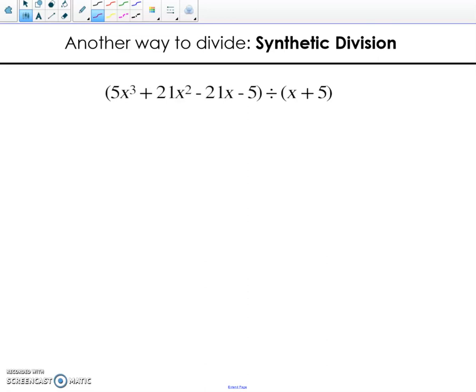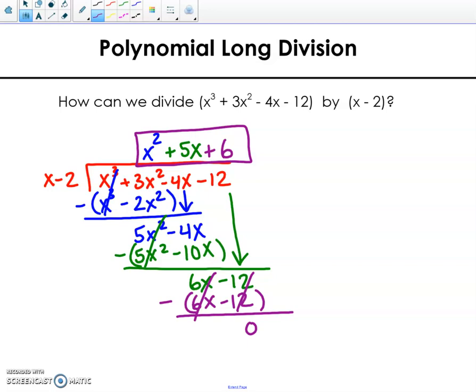So now we're going to look at another way that we can divide, and this is actually a shortcut, and it's called synthetic division. The problem with synthetic division is that you can't use it all the time. So let's look back at the examples that we did in the other video. When we did long division, this example here, where we were dividing by a linear, anytime we're dividing by a linear, you can use synthetic division. So in this example, we could have done this with synthetic division.